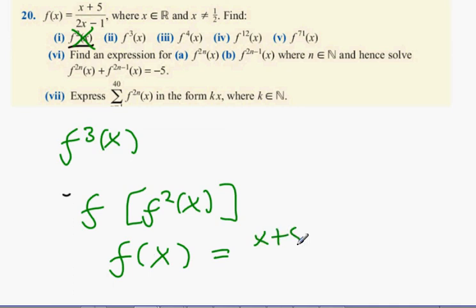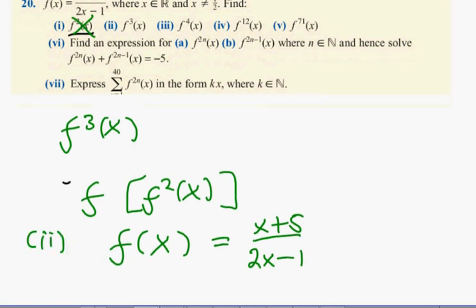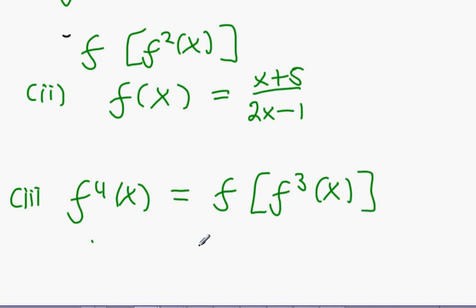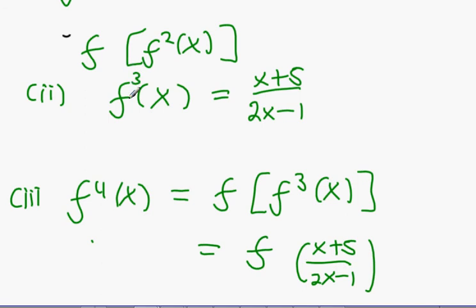Yeah? Now, what about f4 of x, guys? f4 of x is the same thing as f of f3 of x, and that's the same thing as f of x plus 5 over 2x minus 1, because that's what f3 of x was. And have we already done this? And what did we get? X. Oh, it's going around in circles now, isn't it?